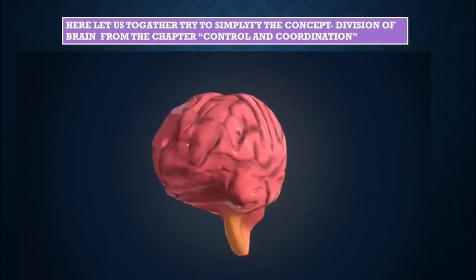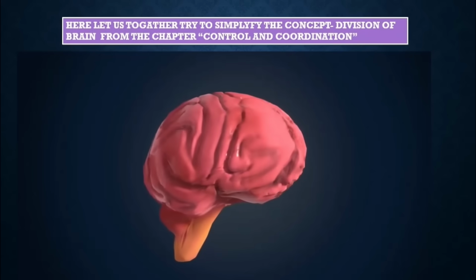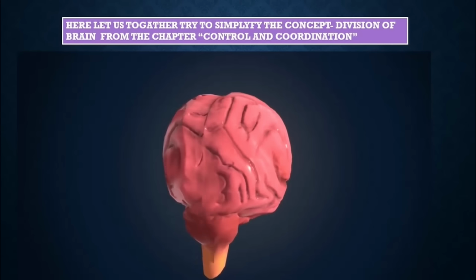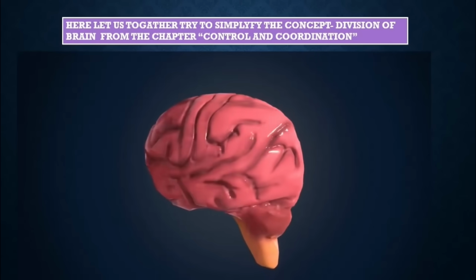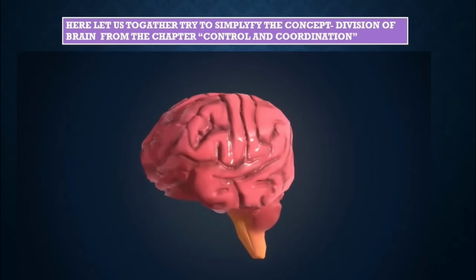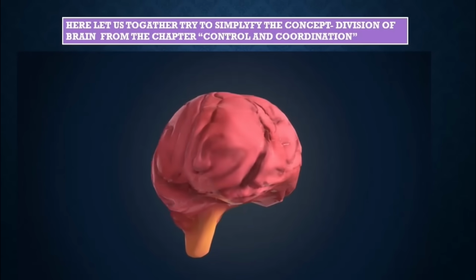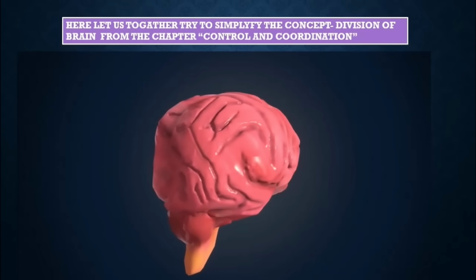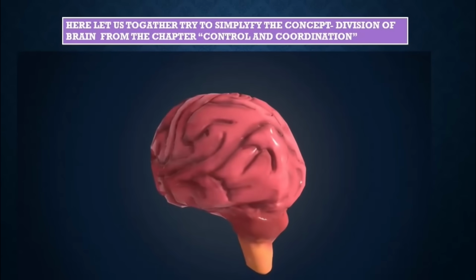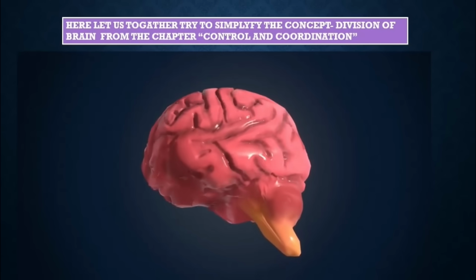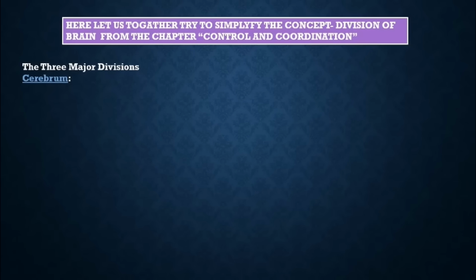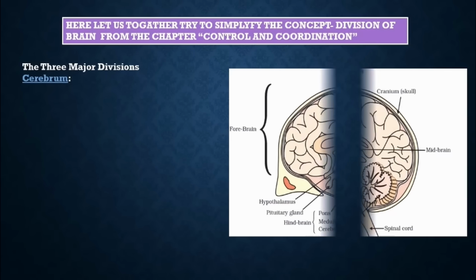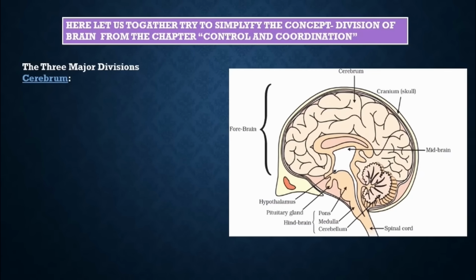Here let us together try to simplify another concept that people feel is very difficult to understand, a little bit of confusion about the division of the brain from the chapter Control and Coordination. I have to remind you that there are no hard, fast, or strict rules in the division of the brain in anatomy. Still, scientists or biologists have divided the brain into three different parts, as shown in our figure and also the slide.